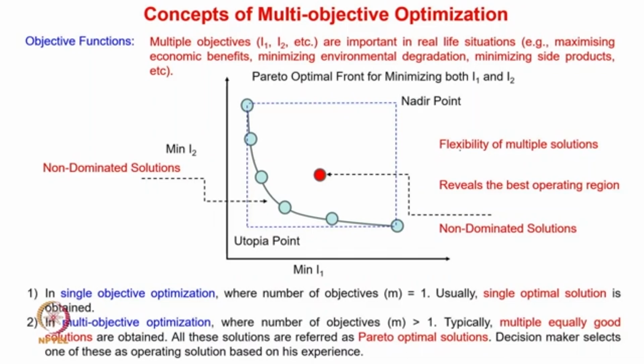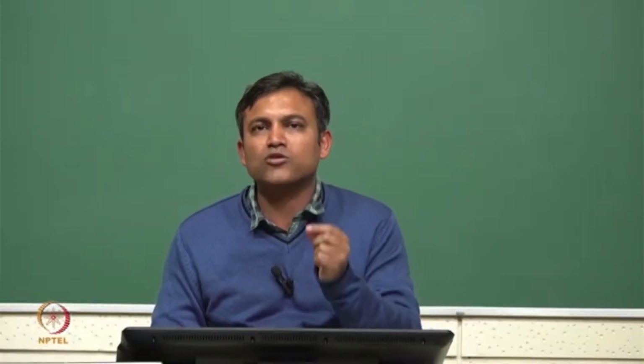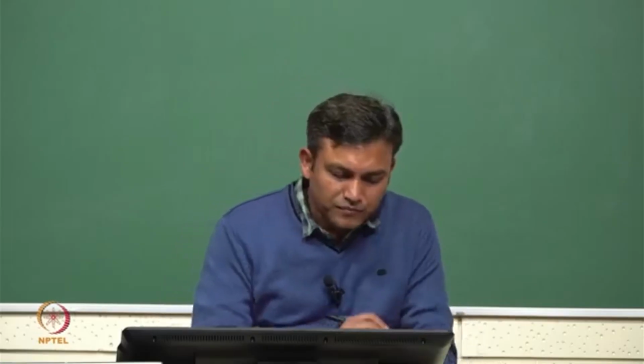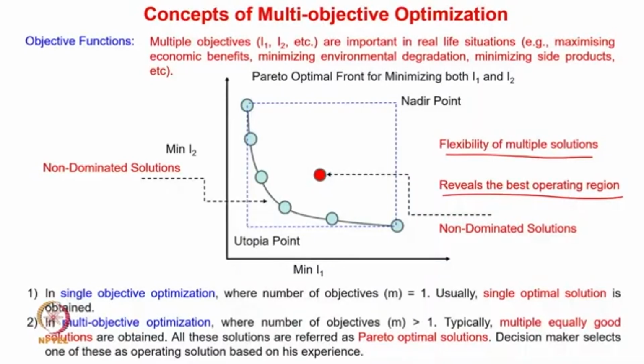So what is the advantage of solving the multi-objective optimization? We get multiple solutions, and therefore we get the flexibility of selecting the operating solution. It also reveals the best operating region, and based on this given region, we can select the best operating point, isn't it? So a decision maker gets more choices of selecting the operating point, and one can select the best operating point based on the industrial requirement. So clearly, multi-objective optimization gives multiple equally good solutions. These are referred to as Pareto optimal solutions. When we are looking at a single objective optimization, we typically get one single solution as the optimum solution.